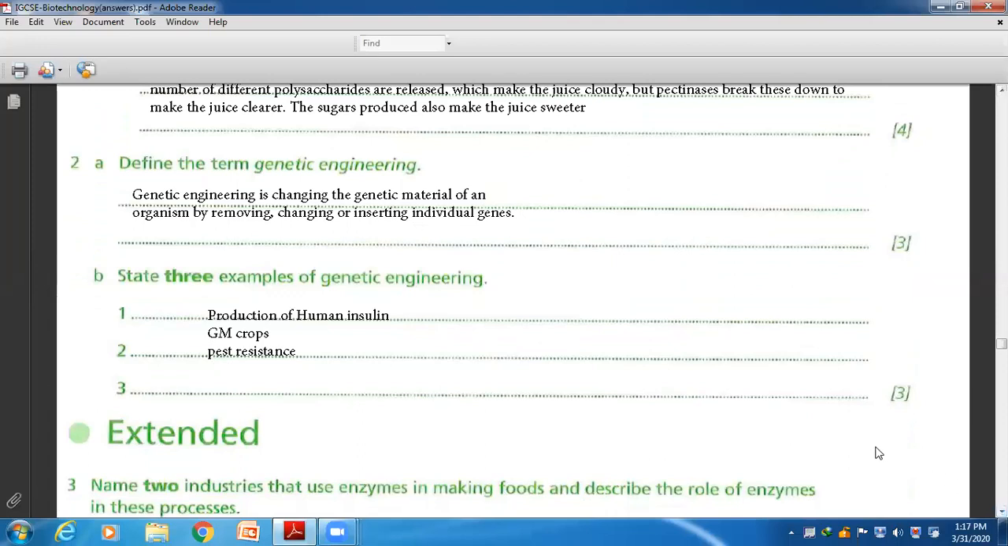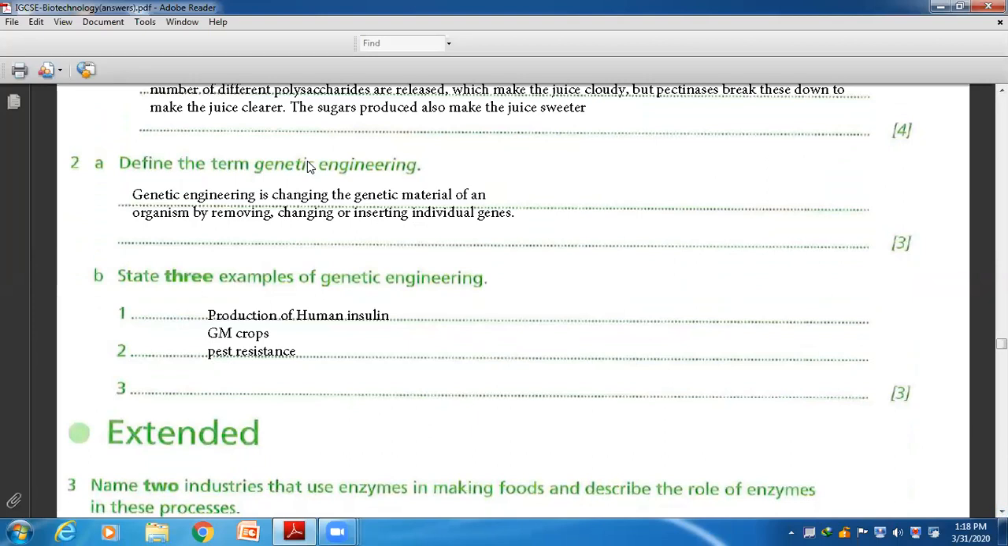Define the term genetic engineering, right? Okay, one of the students is asking a question: what's the advantage of biofuel? The first thing is that it's not very expensive. Second, the pollution problem will be less, because of that people are now producing biofuel.